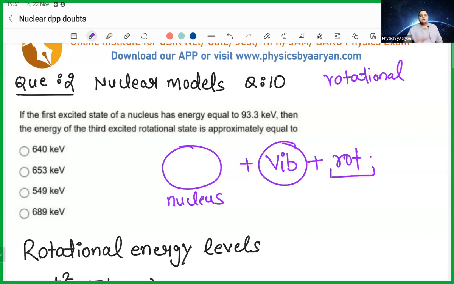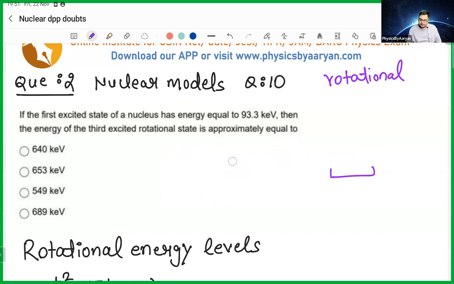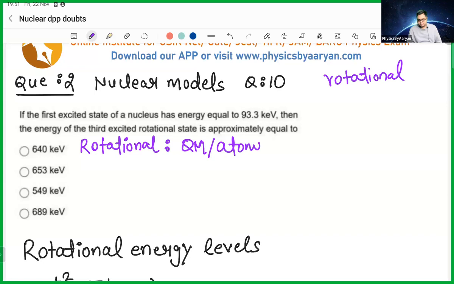For now, let's completely forget about the nucleus, and let's see how we handle rotational energy levels. Rotational energy levels in quantum mechanics, or in atomic physics, or in nuclear physics, or in solid state physics. In any of these in which quantum systems are involved, how do we study rotational energy?